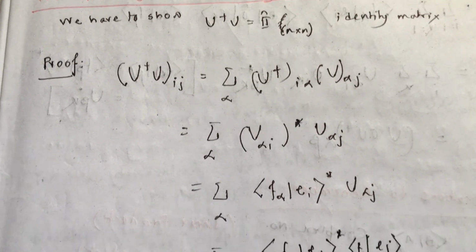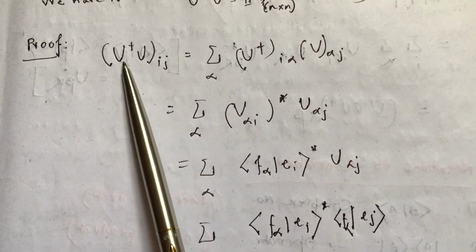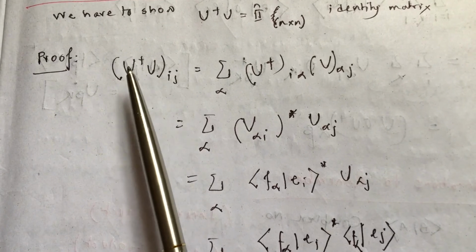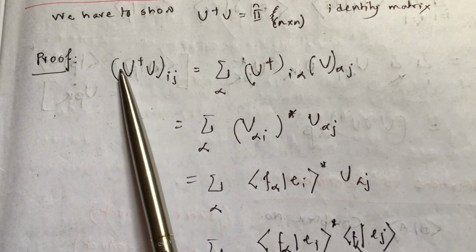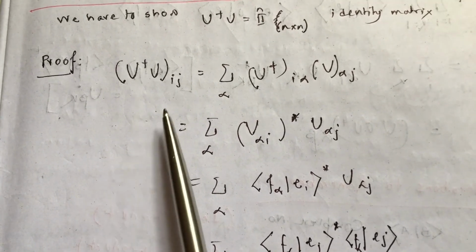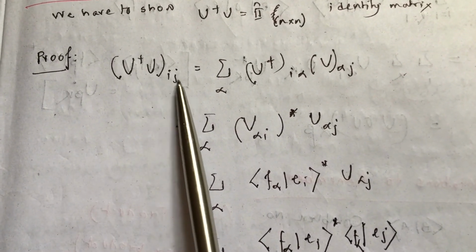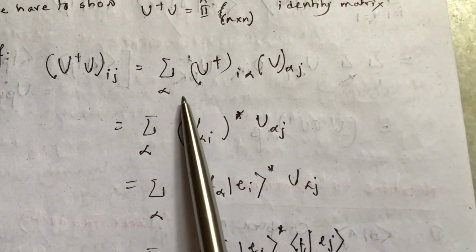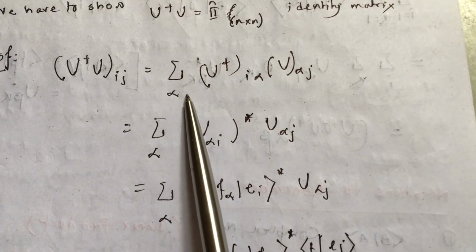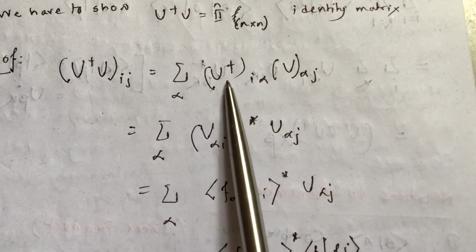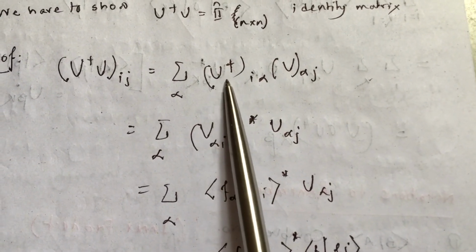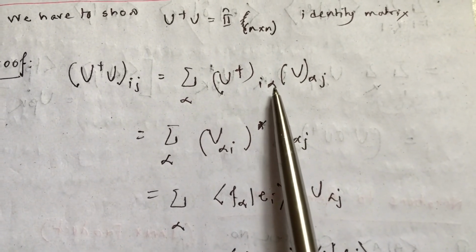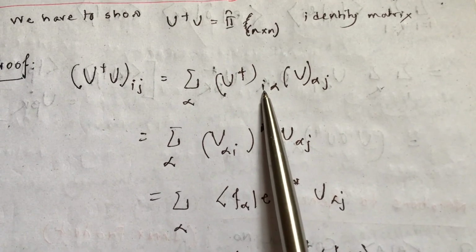The proof is: I am starting with U dagger U, which is another matrix, because this is a simple multiplication. This is an n by n matrix, this is another n by n matrix. So U dagger U gives me another matrix, and I am now concerned about the ijth element of that product matrix. U actually contains elements from both bases. It contains elements from F basis and E basis.